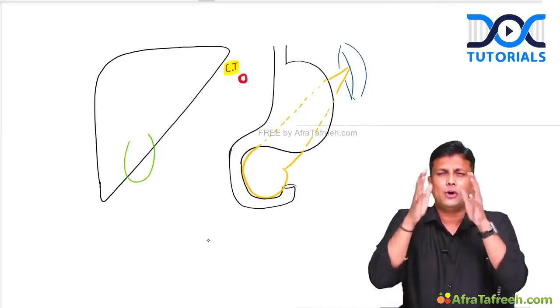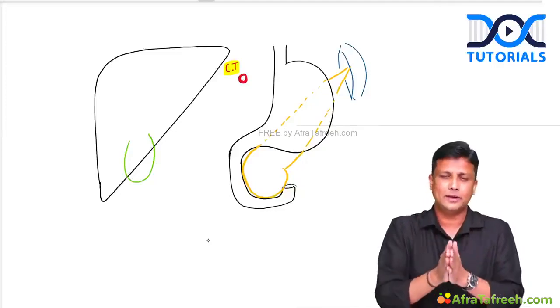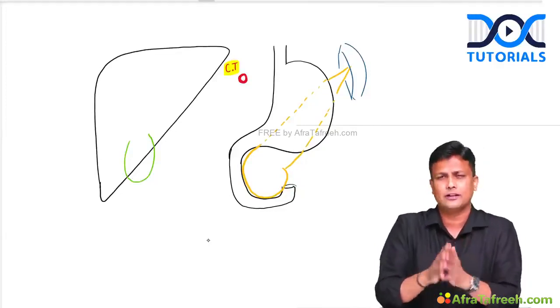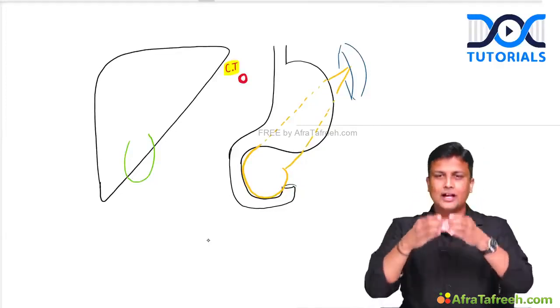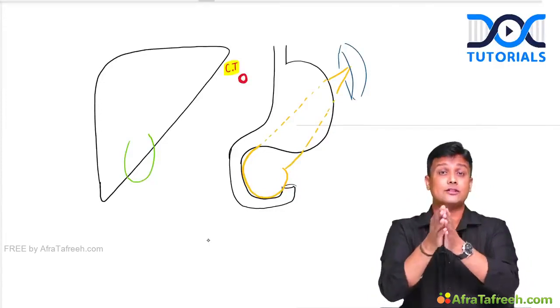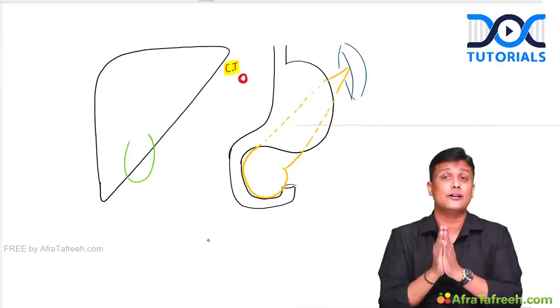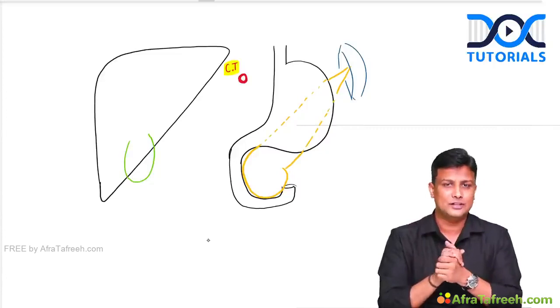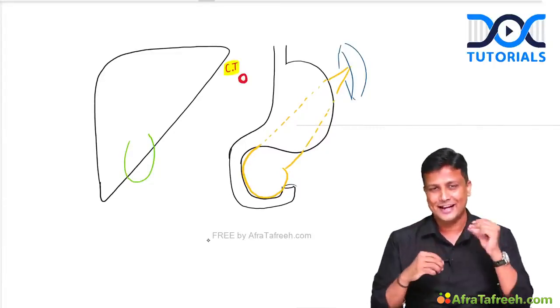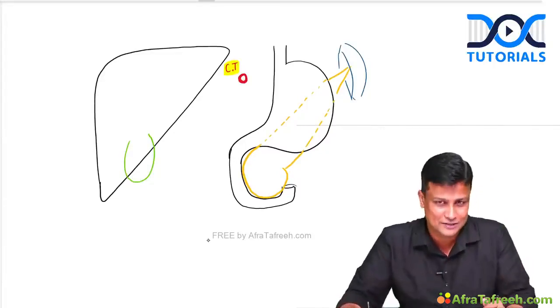And now that is your celiac trunk. I'm not drawing the abdominal aorta and all those, guys. I'm not drawing it there. Try to understand: the abdominal aorta will give 3 ventral branches: celiac trunk, superior mesenteric artery, and inferior mesenteric artery. Out of that, imagine this one to be the celiac trunk. And now start telling me about the branches.